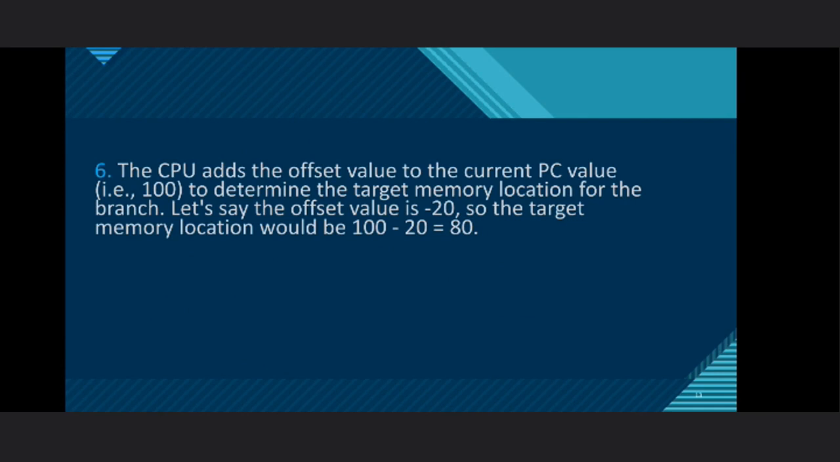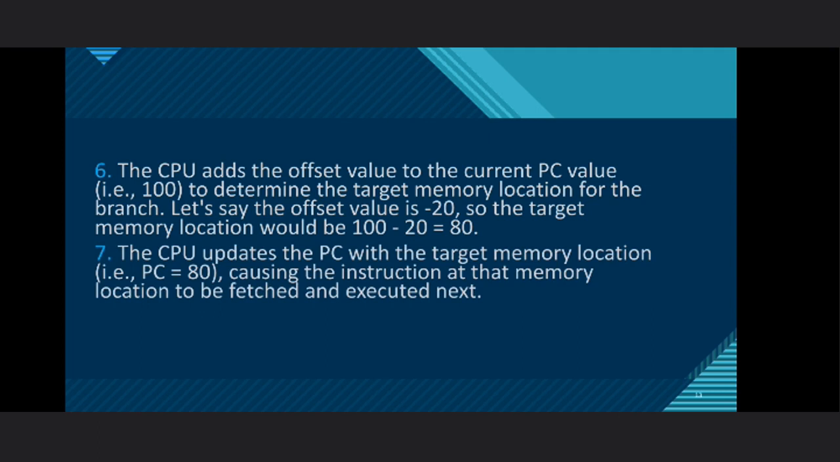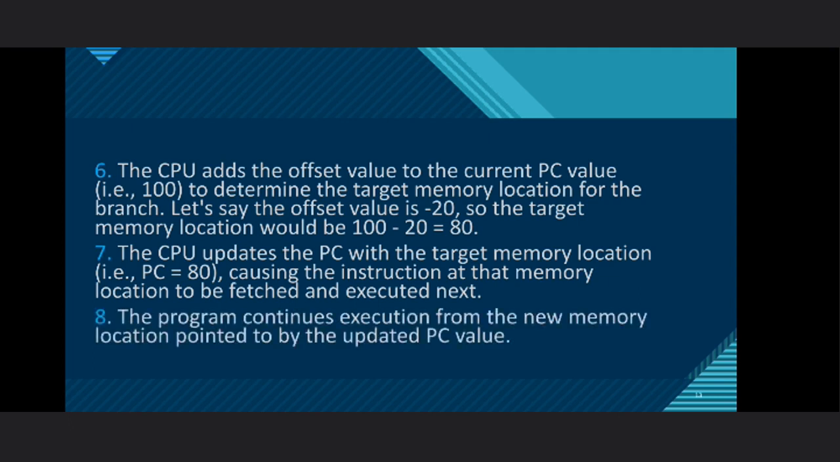The CPU adds the offset value to the current PC value, that is 100, to determine the target memory location for the branch. Let's say the offset value is minus 20. So the target memory location would be 100 minus 20, which is equal to 80. The CPU updates the PC with the target memory location, that is PC equals 80, causing the instruction at that memory location to be fetched and executed next. The program continues execution from the new memory location pointed to by the updated PC value.